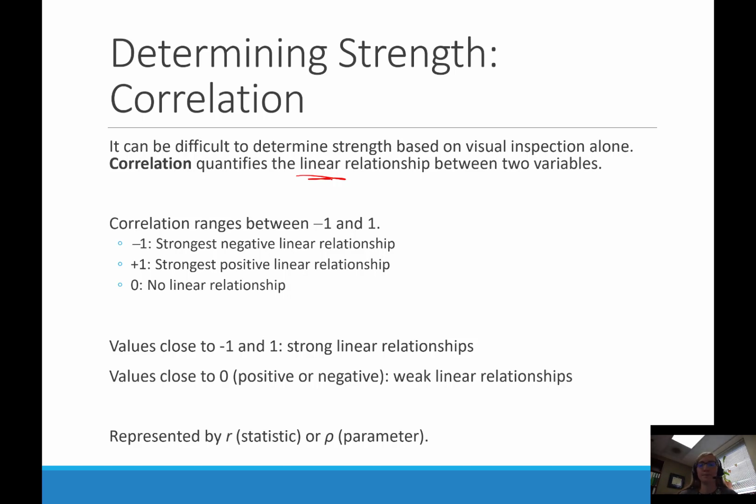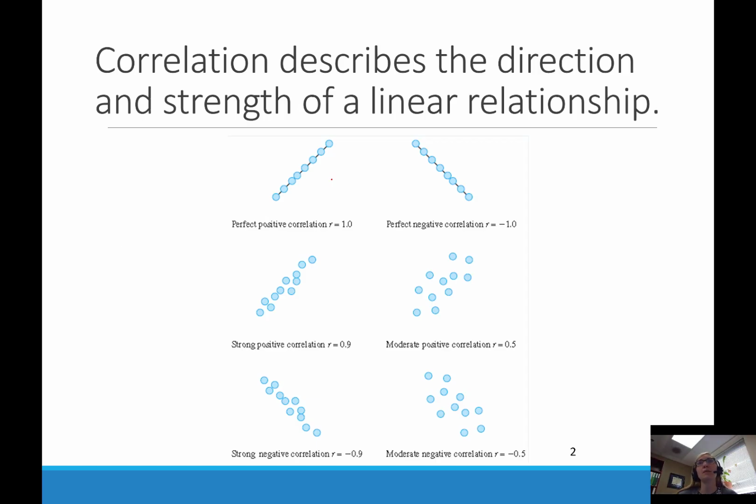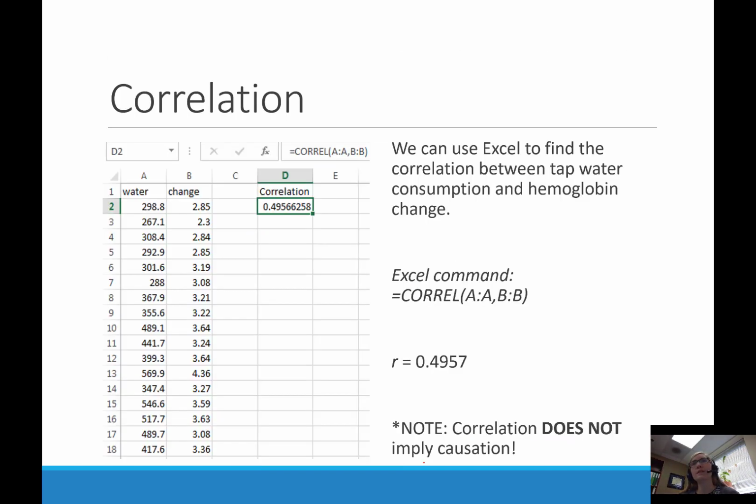This image shows some examples of positive and negative perfect, strong, and moderate correlations. In real data, you will almost never see perfect correlation. We can use Excel to find the correlation between two variables. The Excel command is CORREL, and it takes two arguments, which correspond to the raw data for the two variables.